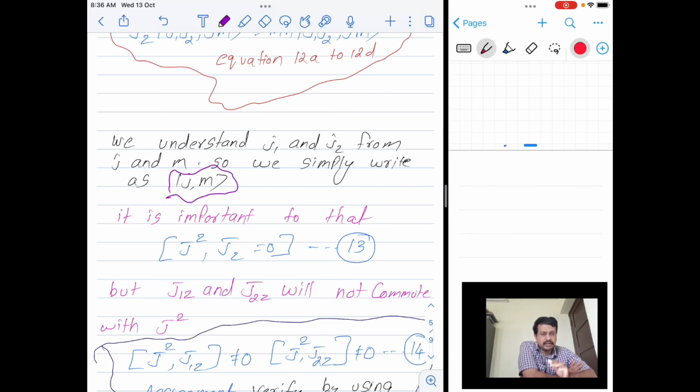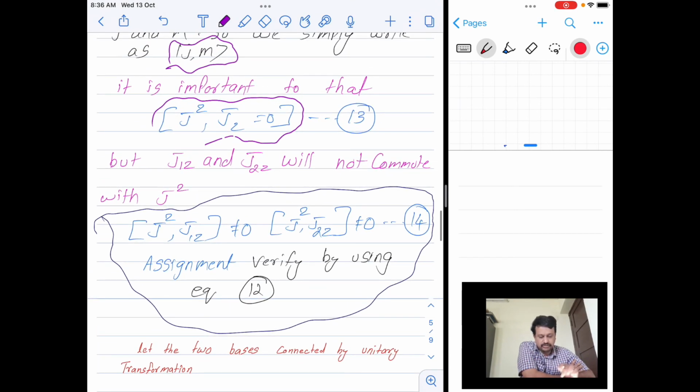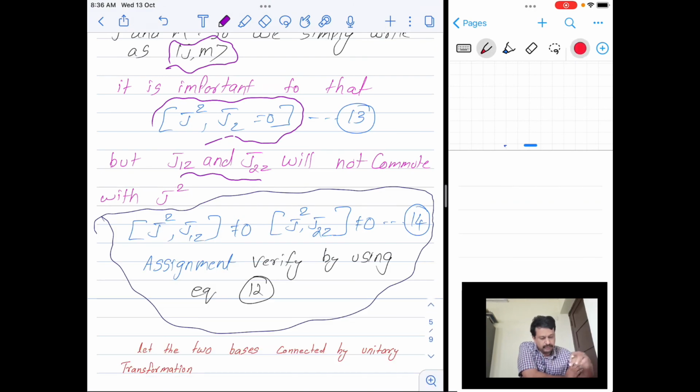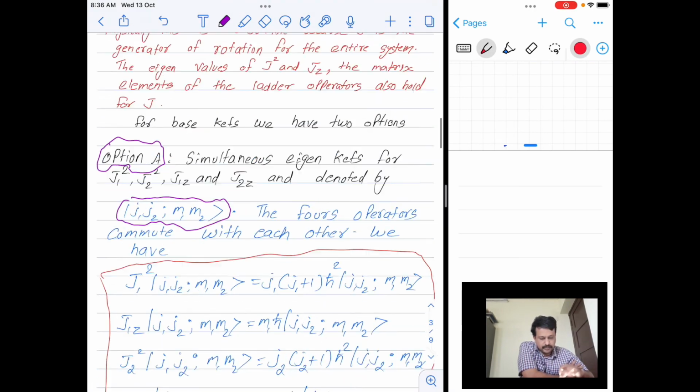Now here is an important point we have to notice: J square comma Jz equal to 0, that is our commutation relation, equation number 30. But J1z and J2z will not commute with J square. That is also an important property. So that is another assignment: verify using equation number 12.